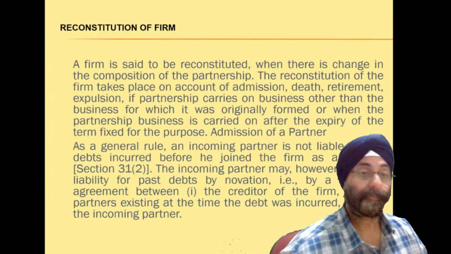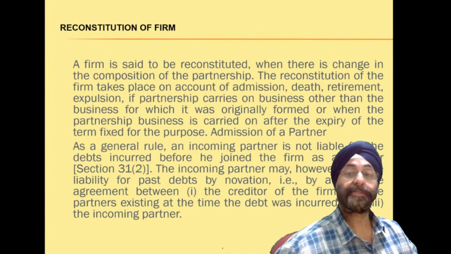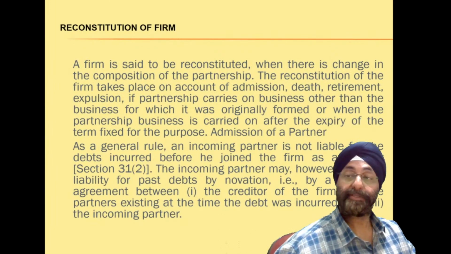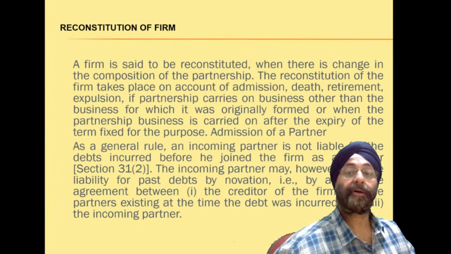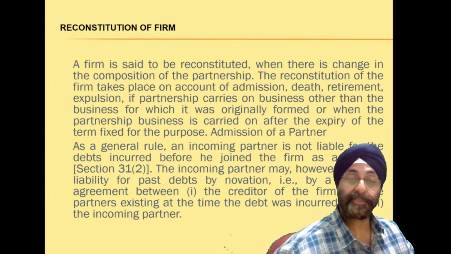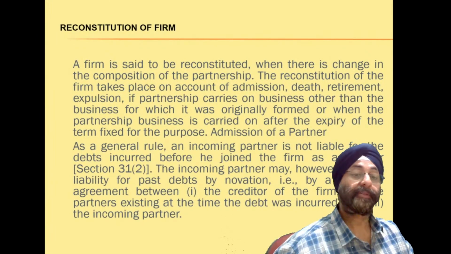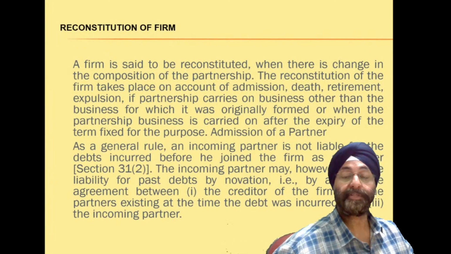Reconstitution of a firm. A firm is said to be reconstituted when there is a change in the composition of the partnership. The reconstitution of the firm takes place on account of admission, death, retirement, expulsion, if the partnership carries on a business other than the business for which it was originally formed, or when the partnership business is carried on after the expiry of the term fixed for the purpose.